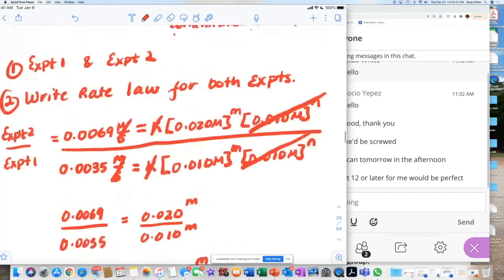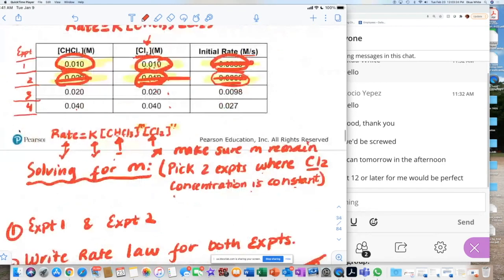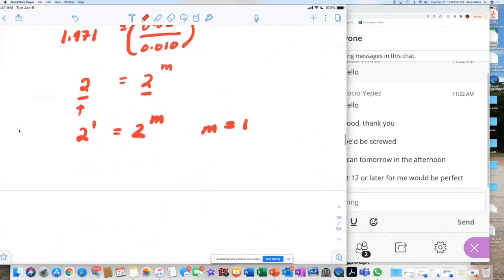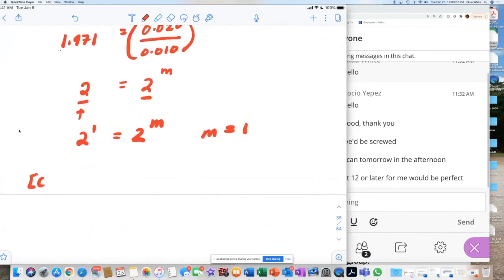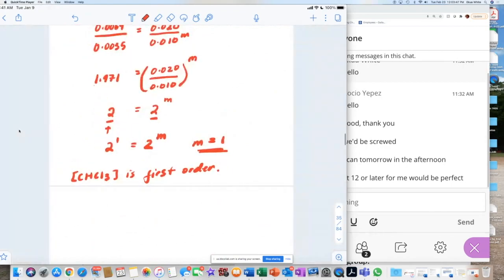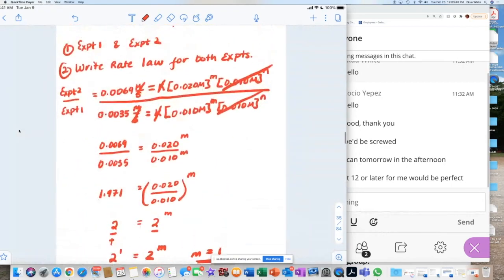So what was this reactant again? The reactant that we wrote first, CHCl3, that m, m is power 1. So that means CHCl3 is first order, right? Because we got m equal to 1. So now we can find the order for the second one.